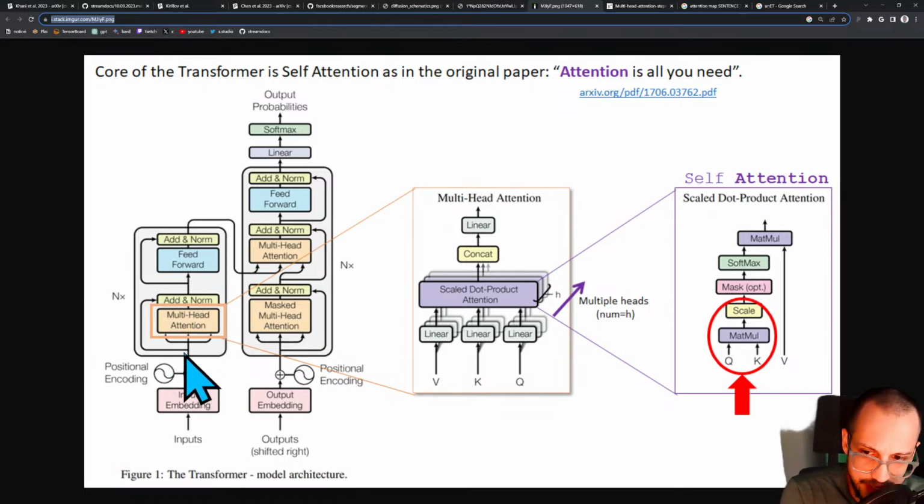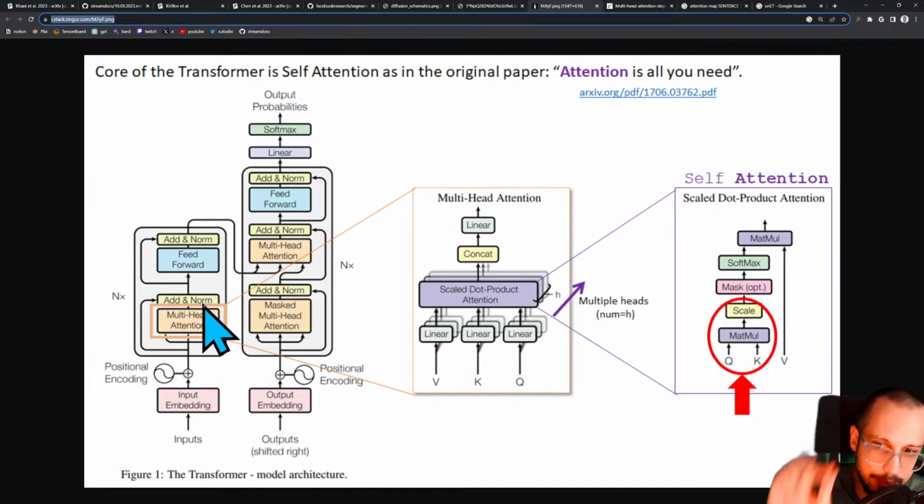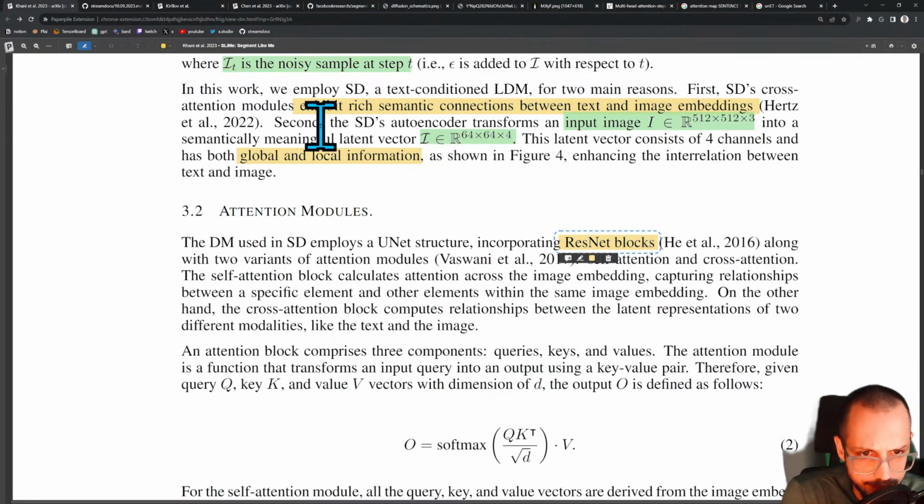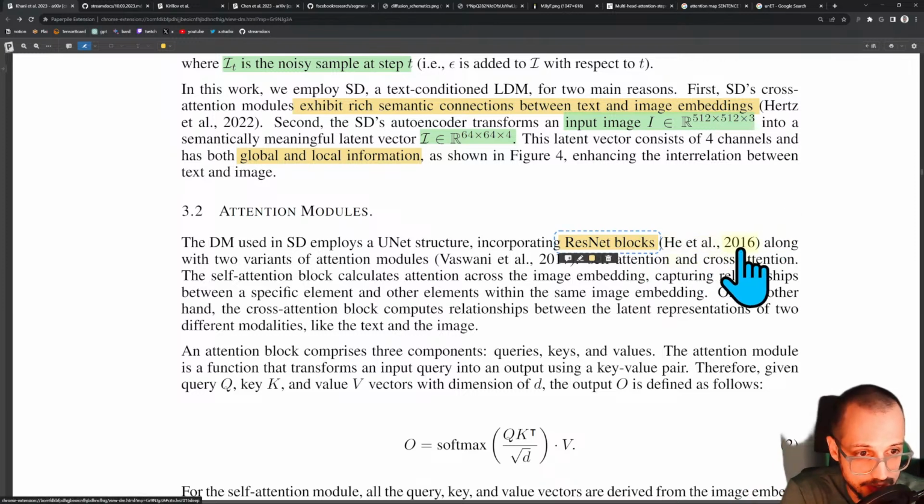But basically, they're an architectural pattern, I guess, or something. I don't know how to describe it, but it's an architectural feature where you take a signal from a lower part of a neural net and then bring it up to a higher part of the neural net, kind of skipping some parts of it, right? So that's kind of what a ResNet is. A ResNet is the original network that used that idea of residual connections, and that's this paper here, this 2016 paper. Along with two variants of attention modules.